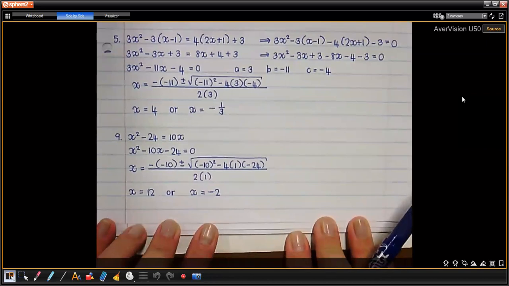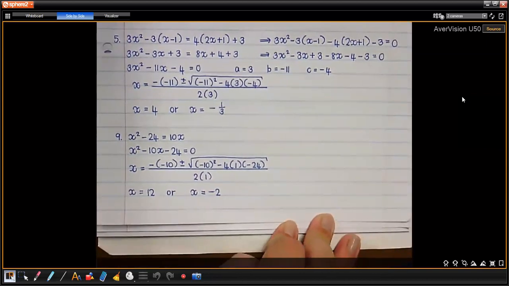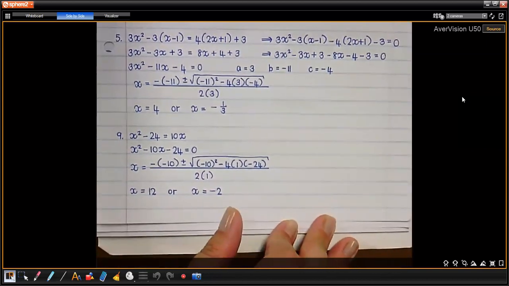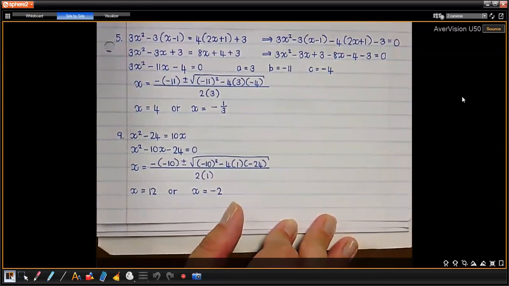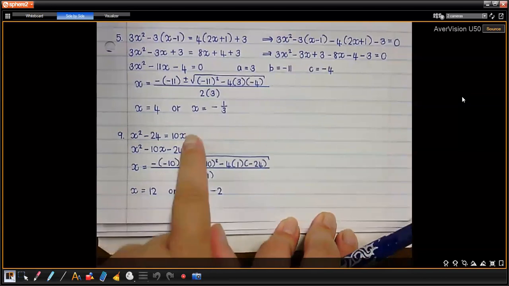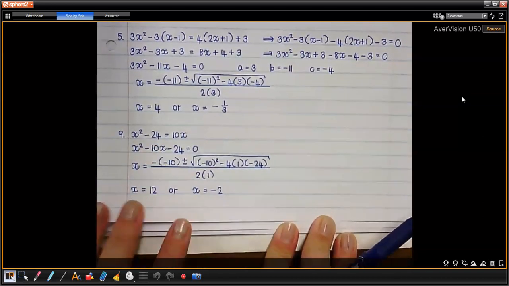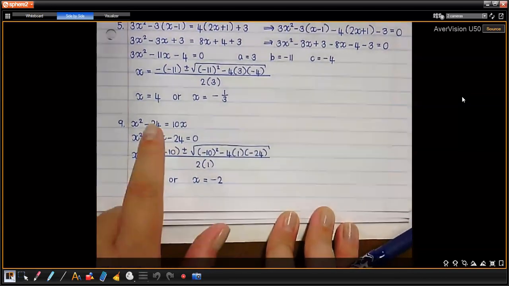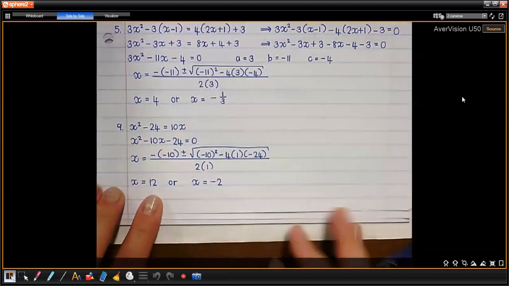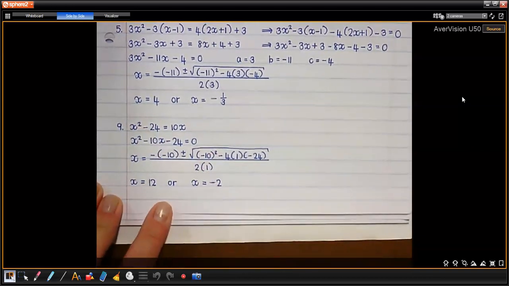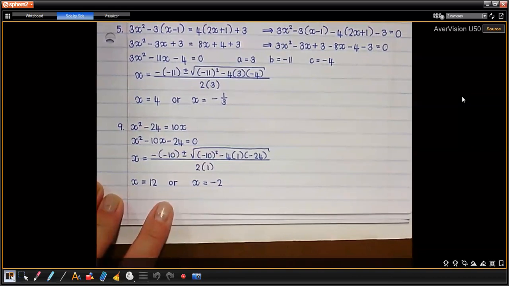All right, number 9. That one, we just speak about the case where that one is almost in standard form. We just need to move that 10x, right? So positive 10x, when you move it, becomes negative 10x. Also, please just take note that I put it in those two terms because I like having it in the correct order. Okay, it's not the end of the world.